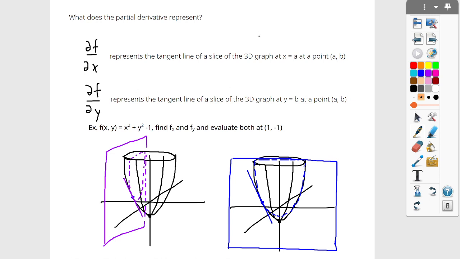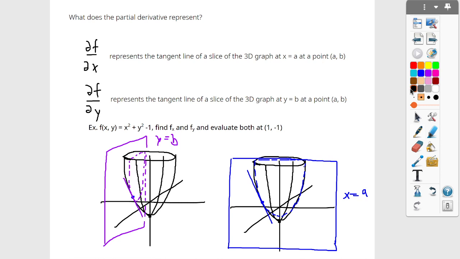So what does the partial derivative represent? Well, partial f, partial x represents the tangent line of a slice of the 3D graph at x equals a. A slice of the 3D graph at x equals a. So that will be this graph right here. So let's say this is x equals a, and then this is y equals b, right? So the slice of the 3D graph at x equals a, and how much the z is changing with respect to x, I'm sorry.